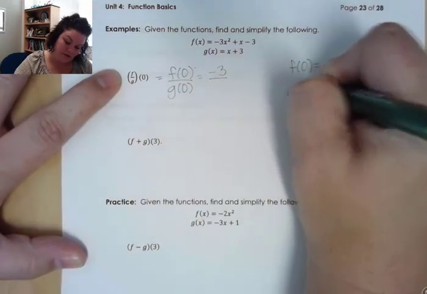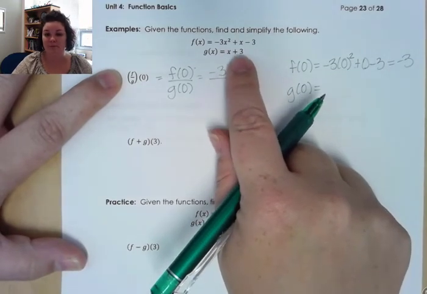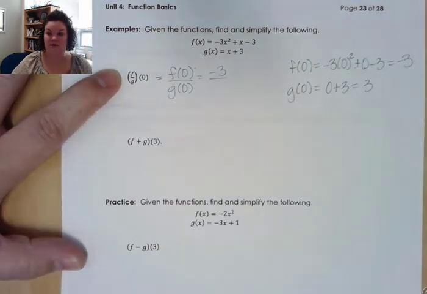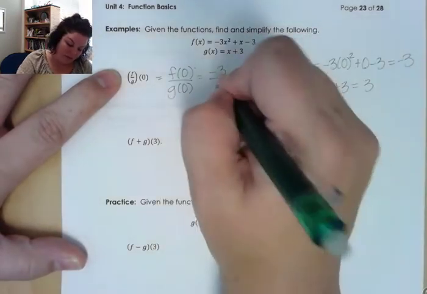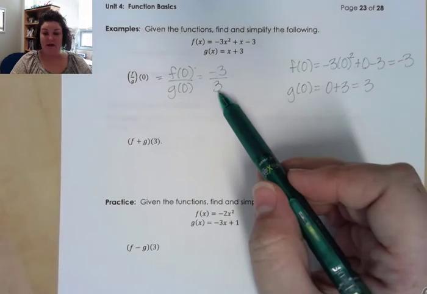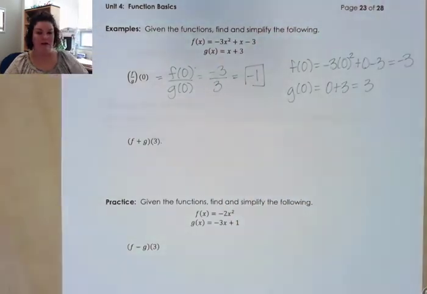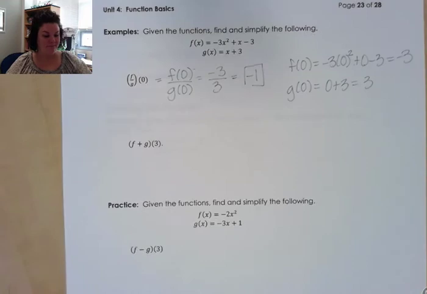So on top, I have a negative 3, and on bottom, I need to figure out what g of 0 equals. So I'm going to plug 0 into my g function, which says to do my input plus 3. So 0 plus 3 gives me a positive 3. So I'm going to replace my g of 0 on the bottom here with a positive 3. So negative 3 divided by positive 3 gives me a negative 1. Okay, not too bad, hopefully. Let me look at one more, and then I'll let y'all practice some.